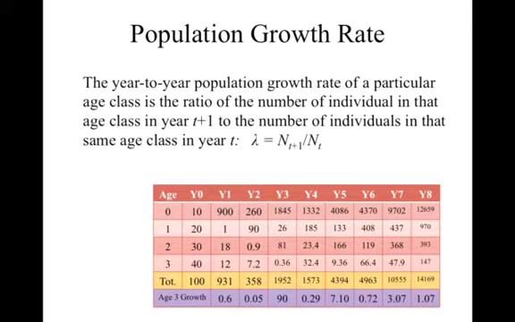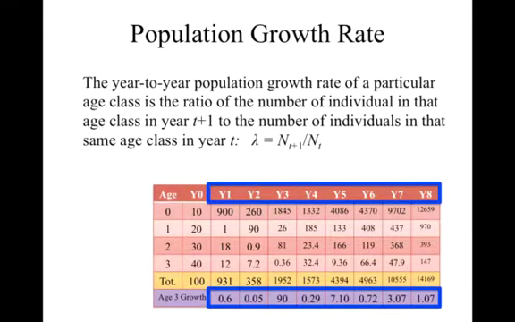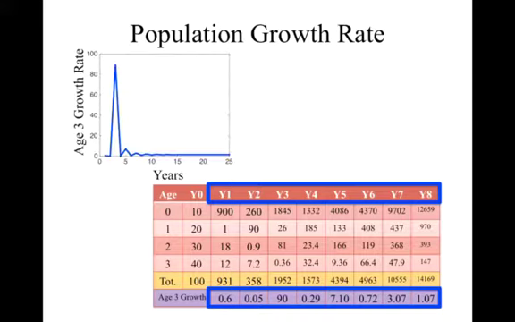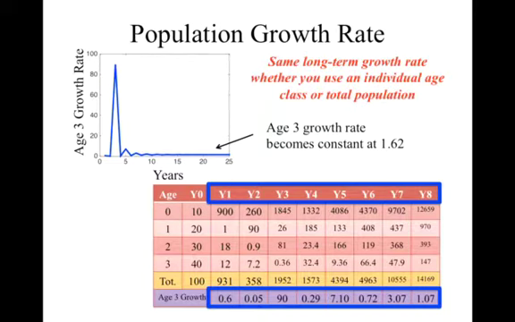Again, I just keep doing that, and if I plot those population growth rates for the age 2 class against time, it also stabilizes. It bounces around a lot at the beginning, but it stabilizes. And the really interesting thing here is that the age 3 growth rate stabilizes at 1.62, which is the exact same growth rate as the population as a whole. And that's not actually a coincidence.